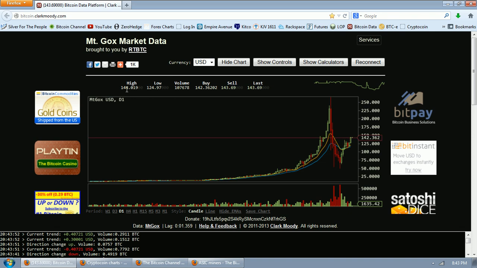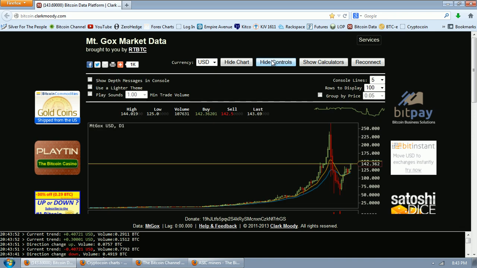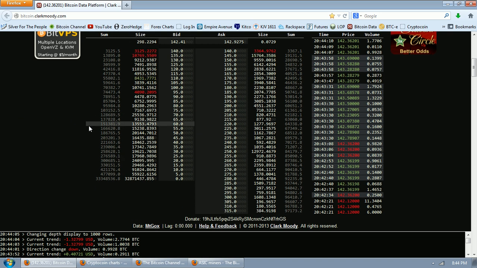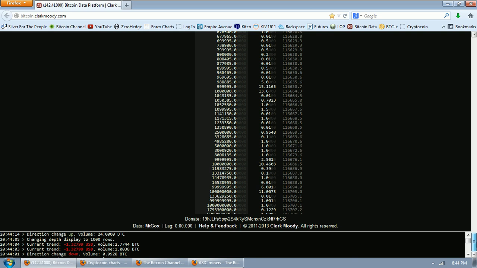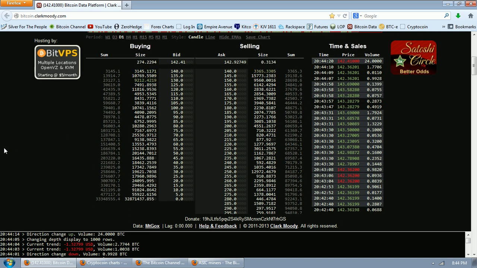Of course, the Bitcoin's epitaph was obviously played way too early. So let's show the controls and check out some market depth here. We'll go ahead and go to $5 increments on there just to get a look at the market depth. So we have about all the way down, we've got about 116,000 Bitcoins or so that are offered on Mt. Gox.